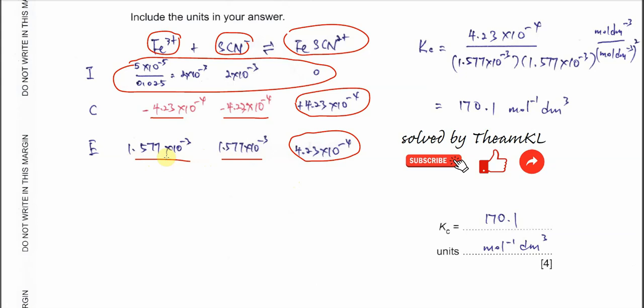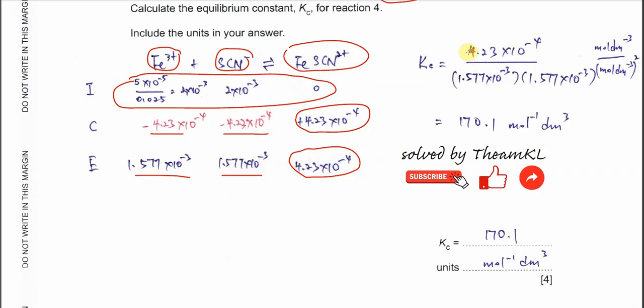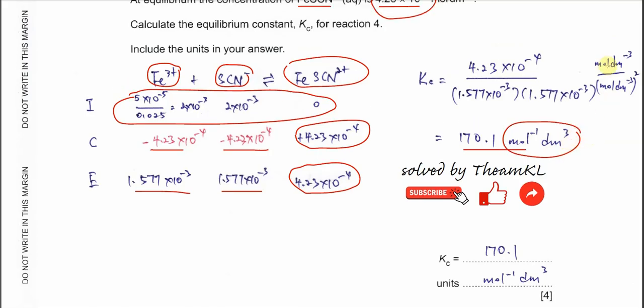Once you obtain these two concentrations, you can substitute into the Kc expression. So 4.23 times 10 to the negative 4 over 1.577 times 10 to the negative 3 squared. So you get 170.1 per mole dm cube. This is the unit that you must figure out. You just use mole per dm cube over mole per dm cube bracket squared, so you get per mole dm cube.